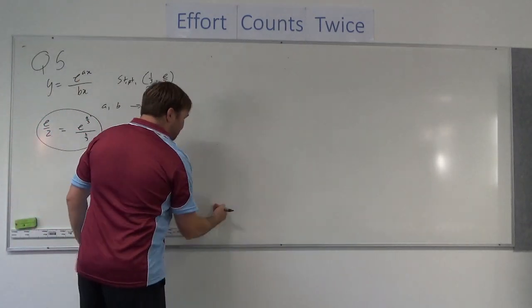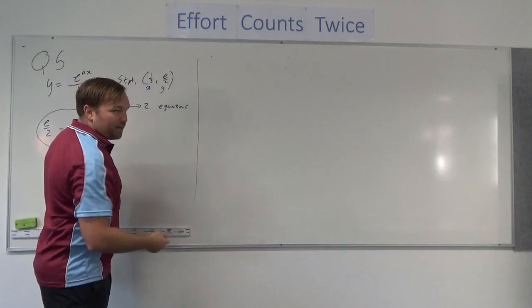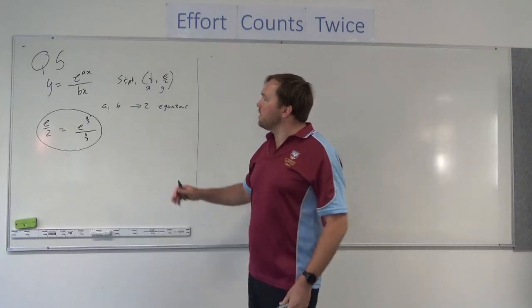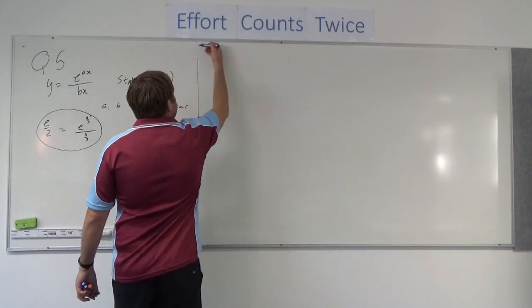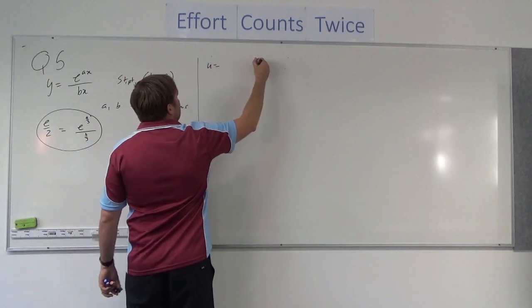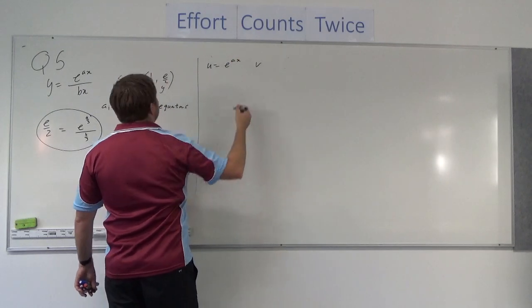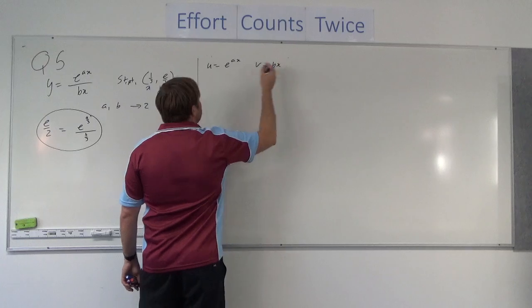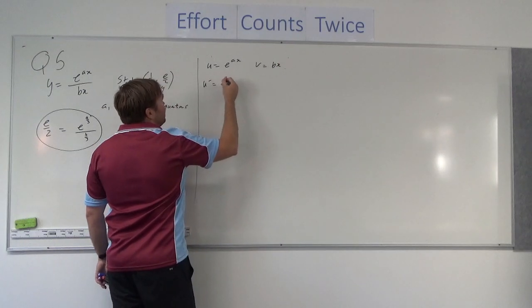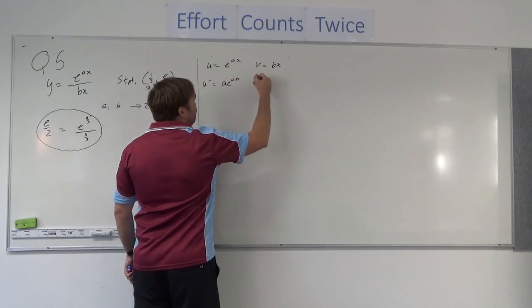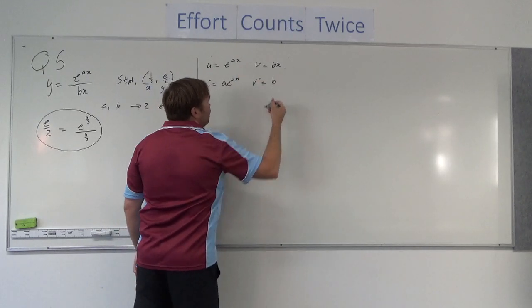I don't want to rearrange it in a particular form until I see how the next equation comes out. If I see the next equation comes out in a particular form, I'll start manipulating that one. Alright, we're after dy/dx, so we're going to go u and v. u is e to the ax, v is bx, u' is a e to the ax, v' is just b.